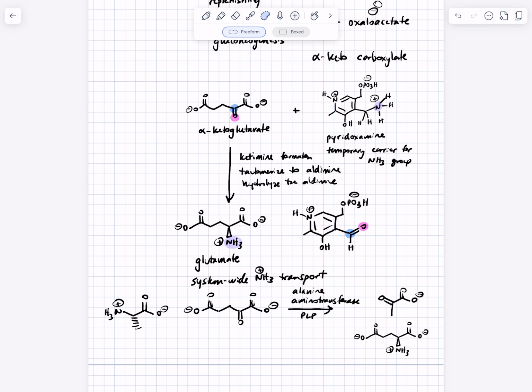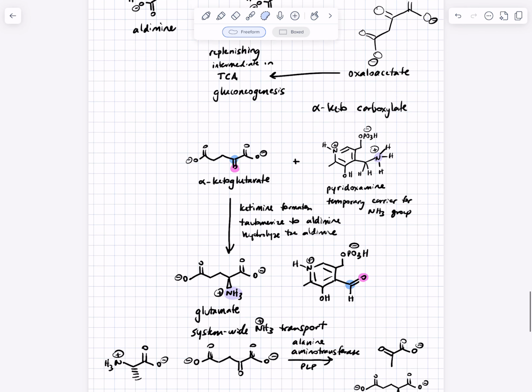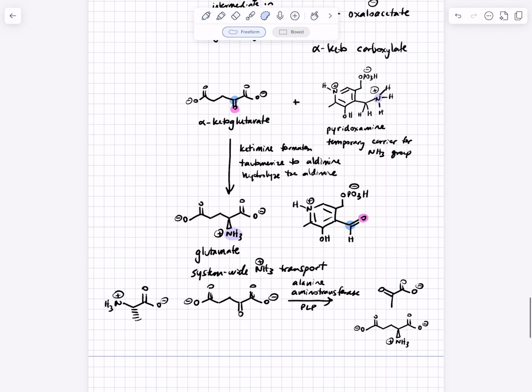So that's amino acid metabolism. Now, there's one more thing that I want to talk about that amino acids can do. Hopefully what I've shown you so far is that amino acid metabolism is intimately interconnected with carbohydrate metabolism. You've seen pyruvate, oxaloacetate, and alpha ketoglutarate involved in these things.